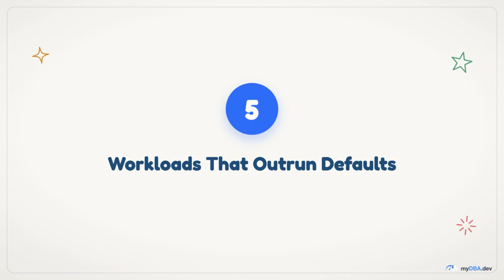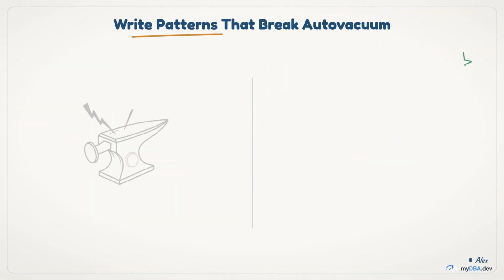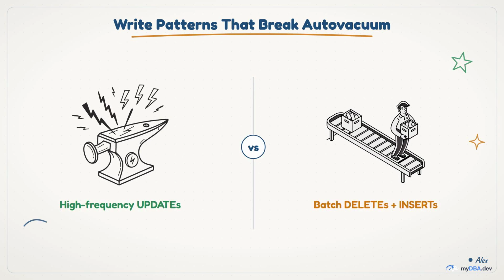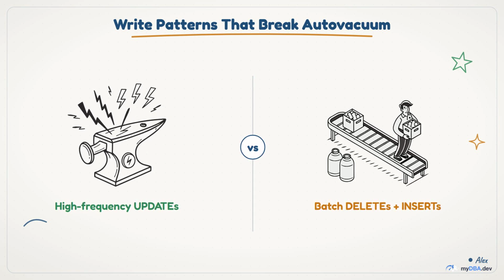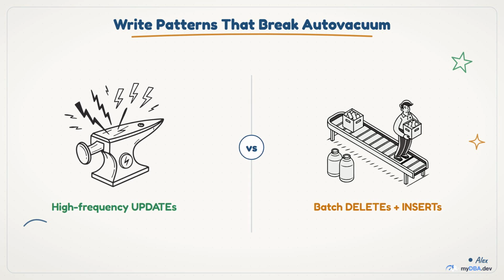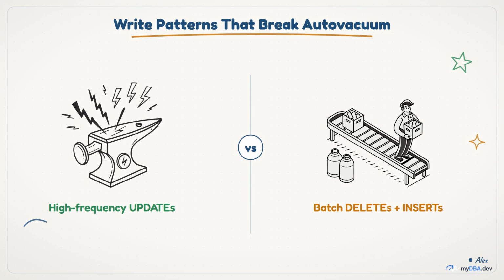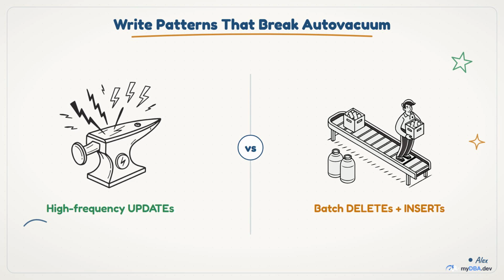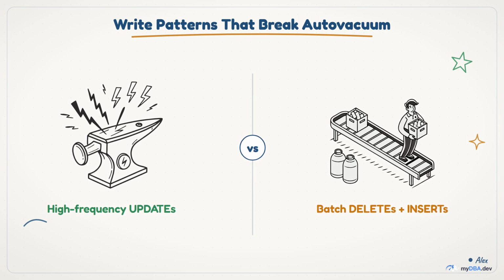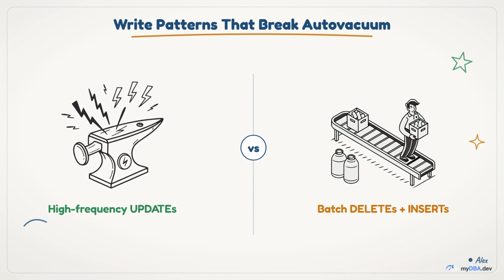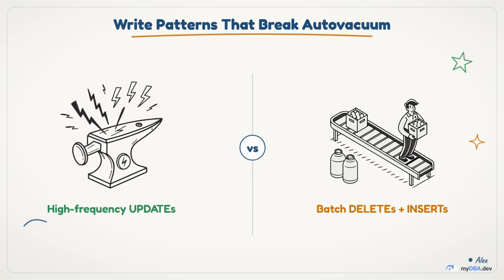Let's talk about the specific workload patterns that make Autovacuum fall behind, even with reasonable settings. 2 patterns are especially brutal. First, high-frequency updates on the same rows. Think a status column flipping every few seconds. Each update creates a new tuple version, so dead tuples pile up fast. Second, batch delete plus insert cycles, like purging old data and loading new data every hour. Both can generate dead tuples faster than Autovacuum can clean them, especially on large tables with the default scale factor.